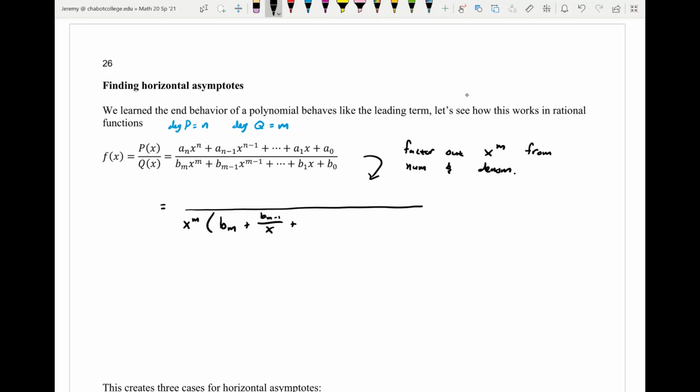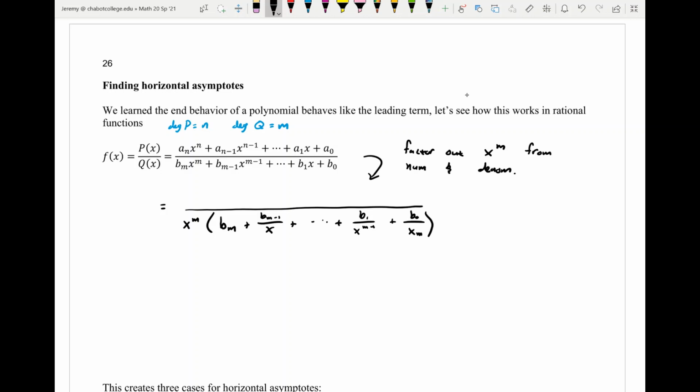plus dot, dot, dot, until we get down to b sub 1. This is going to be divided by x to the m minus 1. And then plus the constant term b sub 0. This is going to be over x to the m. So that's what it looks like when we factor out x to the m from the denominator.